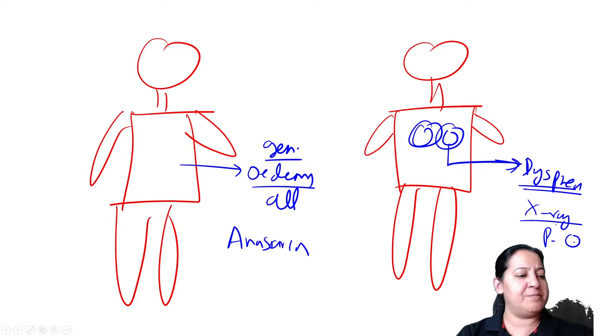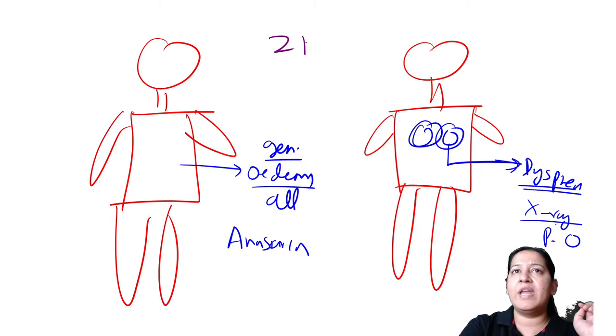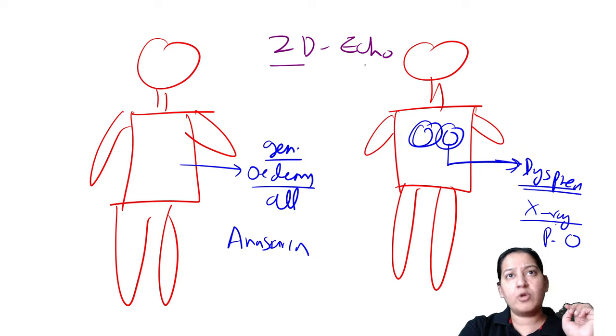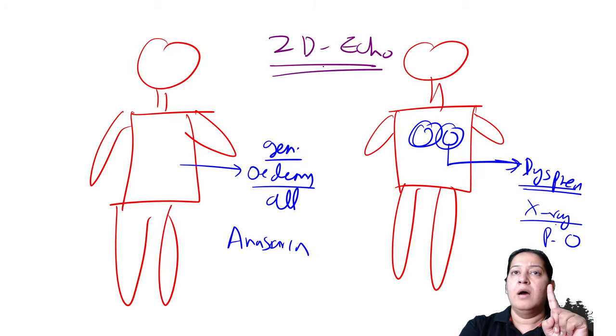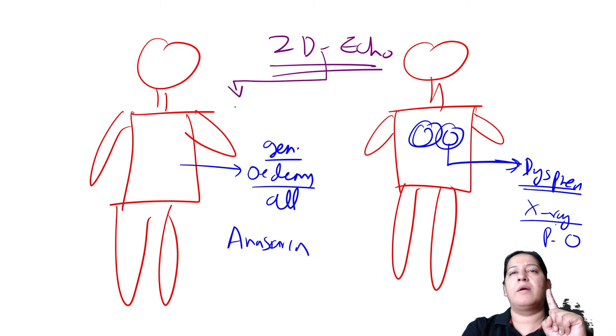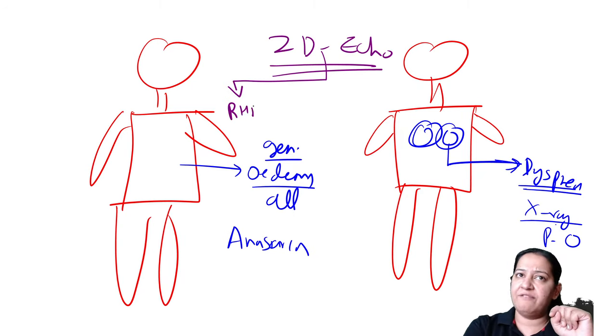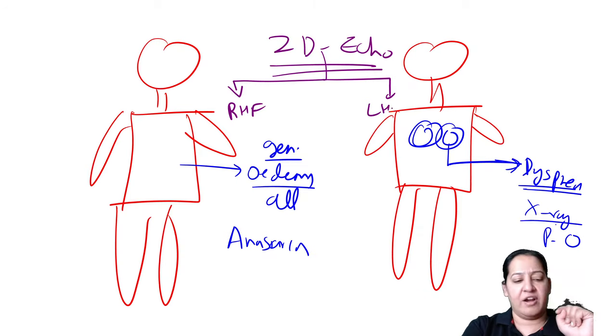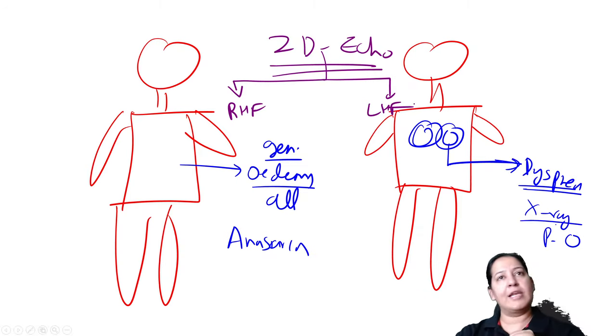Now, in both of these patients, the investigation of choice is a 2D echocardiogram. Do a 2D echocardiogram. It will be proven in the 2D echo. It will be detected in the 2D echocardiogram. This patient is having right heart failure and this patient is having left heart failure. The ejection fraction can be concluded in 2D echo.